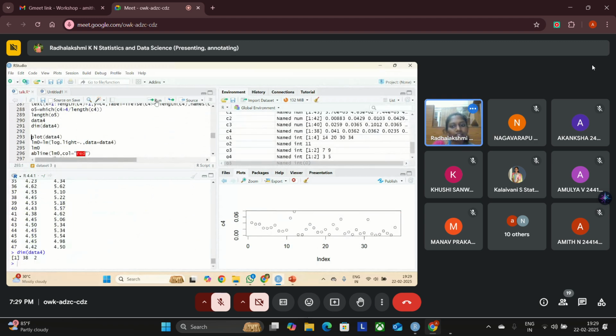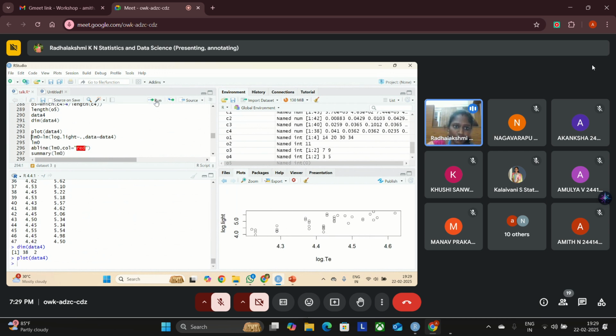So now we have a clean data set, or we can call it the without-outliers data set. It consists of 38 observations and 2 variables. So this is our whole data set without outliers. We are plotting that without-outliers data set. So now the scatter plot is looking like this. Again, we are going for the linear model.